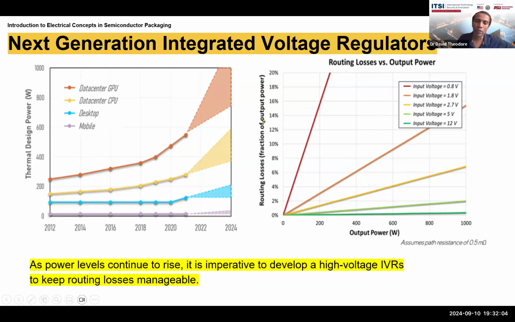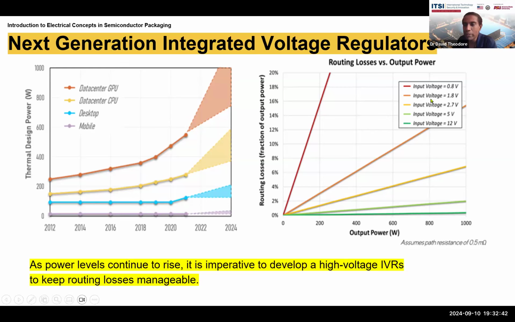So here are the routing losses, the fraction of the output power that's lost. And you can see that the losses can go up to 20% in the case of this red line, which is for an input voltage of 0.8 volts. For a given amount of power coming into the system, if you have a low voltage, you need a high current. If you have a high current, that high current is resisted by the resistance. And that's why this red line goes up so steeply as you increase the output power. So here, by the time you get to 200 watts of output power, you can see that 16% of that has been wasted, thrown away.